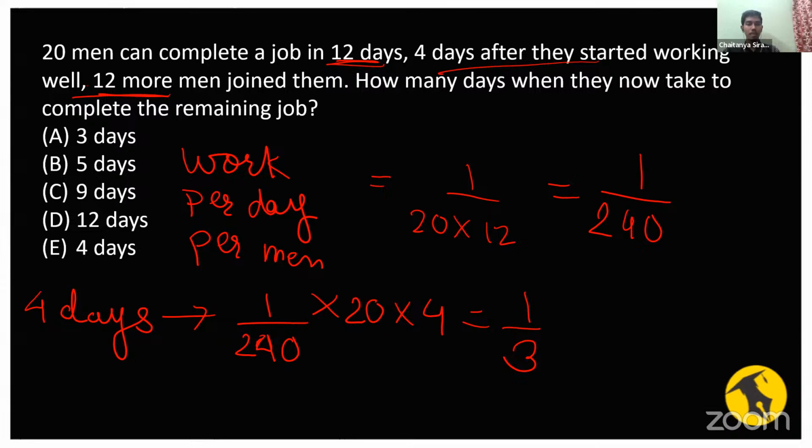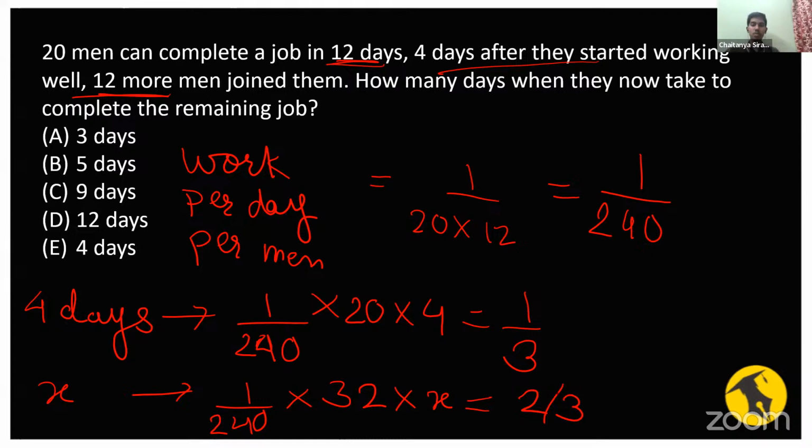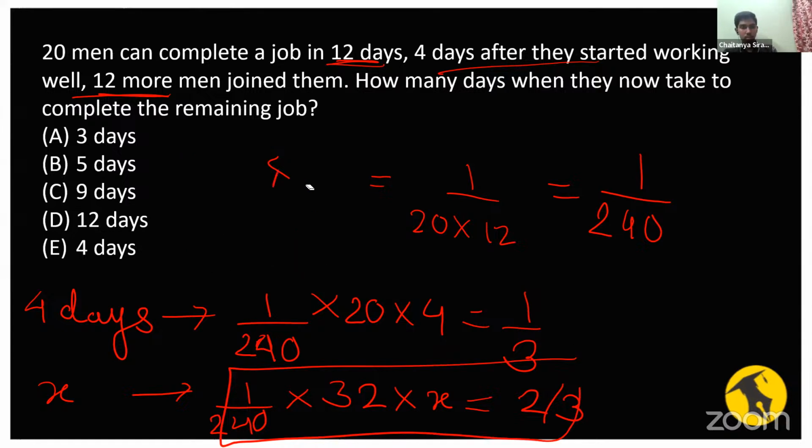12 more men joined them. So now I don't know the number of days. 12 more men join them, so 12 more would be 32, and I don't know the number of days. And they have to complete the rest of the work, which is two-third of the work since one third is already done. So can you find the x here? I'll write it separately here so that it's easier for me to solve.